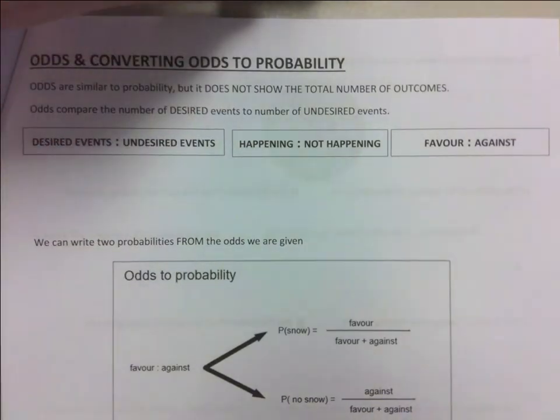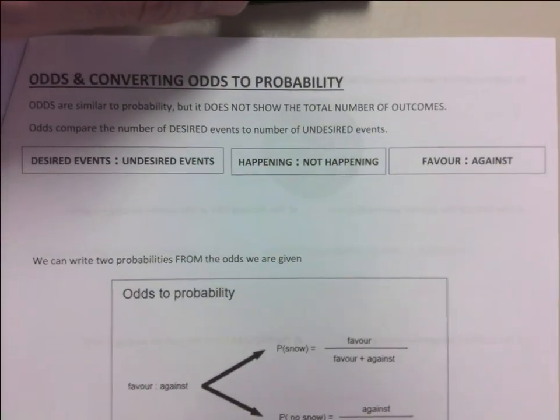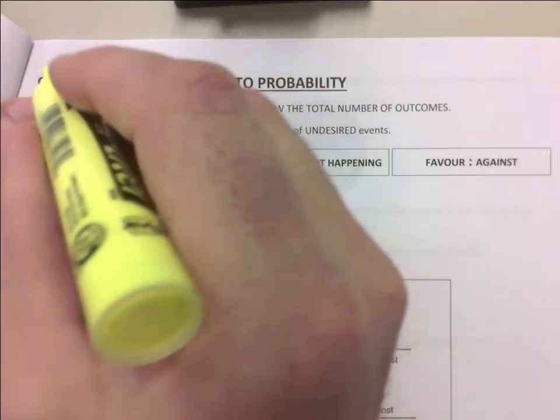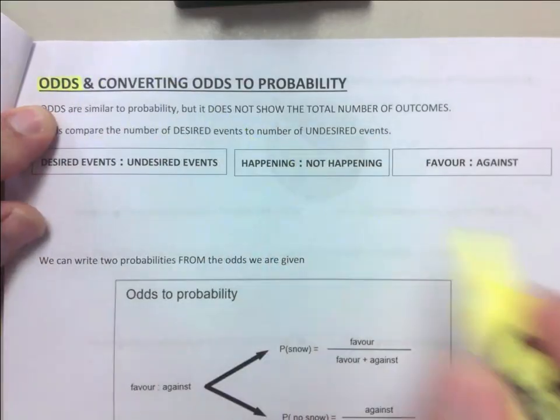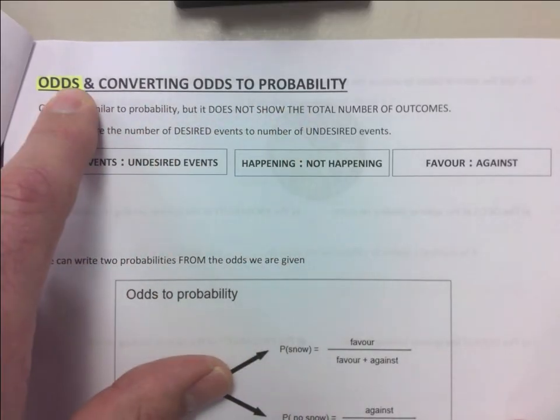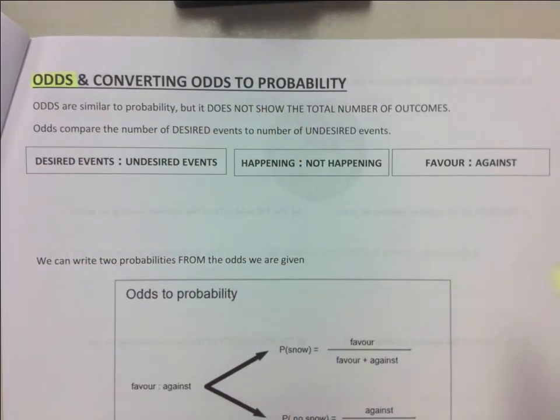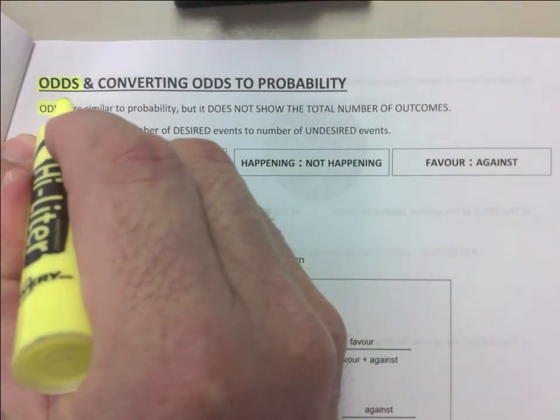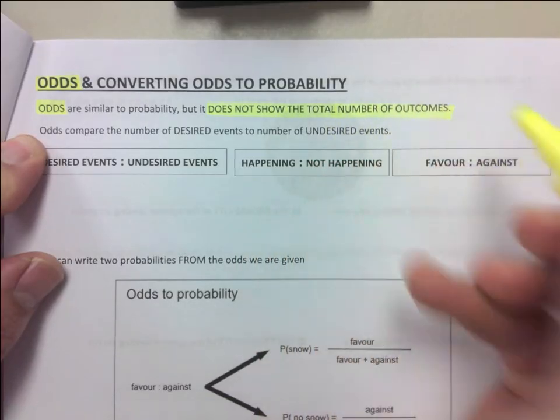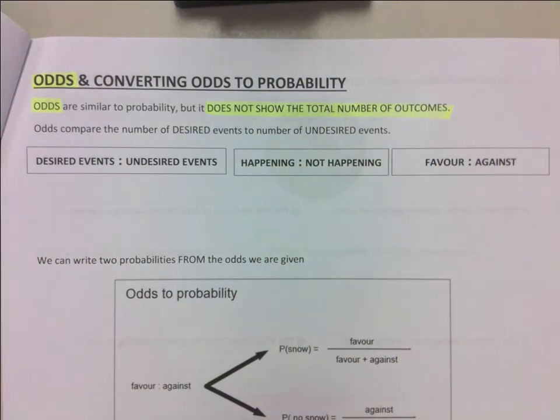This is the second biggest component of this unit. Got it? So we're going to talk about odds first, and then we're going to talk about converting odds to probability, but just odds at first. One thing about odds, and I would say have this on your study sheet, it does not show the total number of outcomes. It's very important that you understand that.